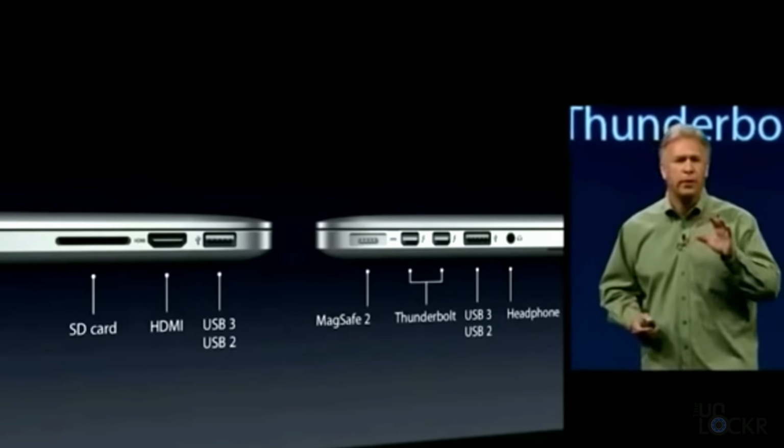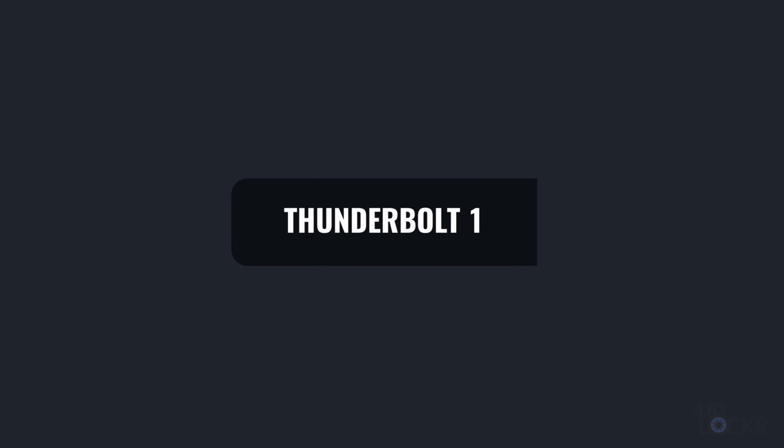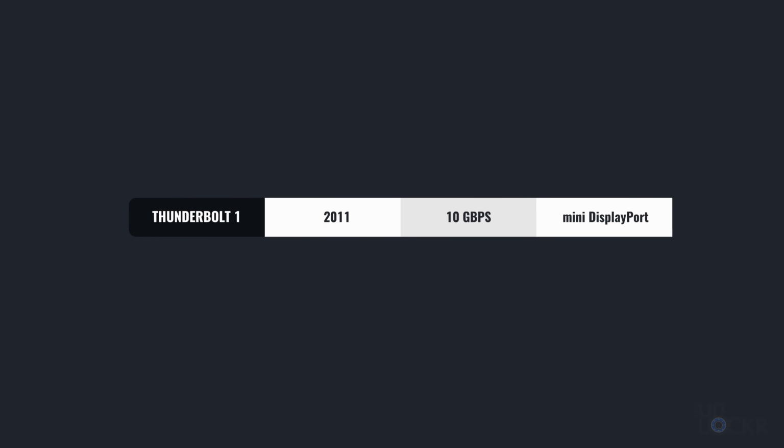First, a little bit of history. Thunderbolt was introduced by Intel and Apple on the MacBook Pro in 2011. And with it came a single port that could transfer data up to 10 gigabits per second that also used the mini DisplayPort connector as well as used the DisplayPort protocol to transfer video.